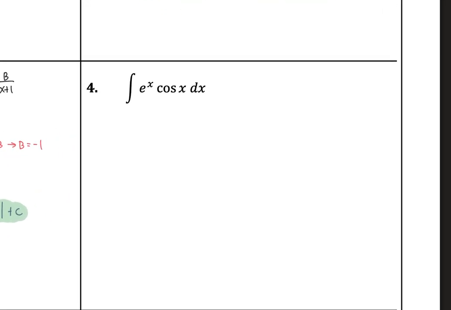Okay, this is a special case of integration by parts. And someone asked, I think we can do tabular for this one. I never tried it, so I'm going to try it right now. I think it'll work out. We'll just have to do something weird for the last integration.